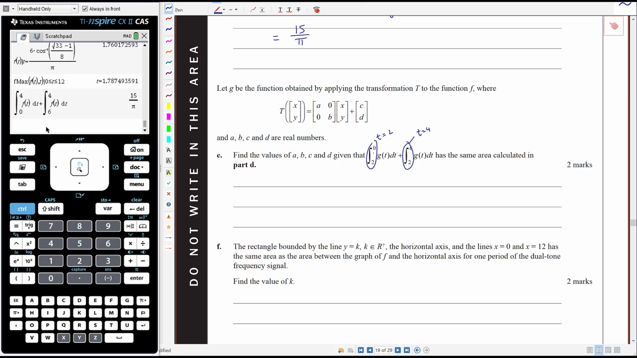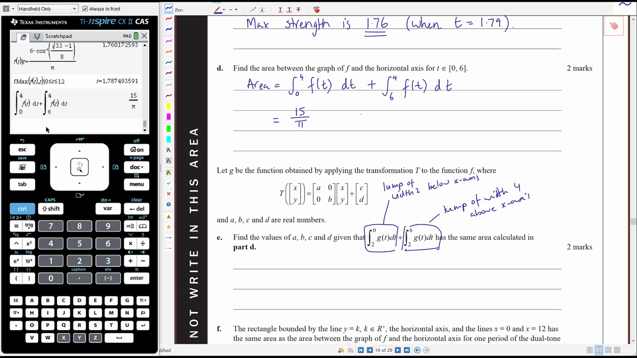Okay, also these limits are reversed, so this is clearly an area under the x-axis. Okay, so this clearly needs to be a lump of width 2 below the x-axis, and this one needs to be a lump of width 4 above the x-axis, so that those 2 integrals are giving you the same area as these 2 integrals.